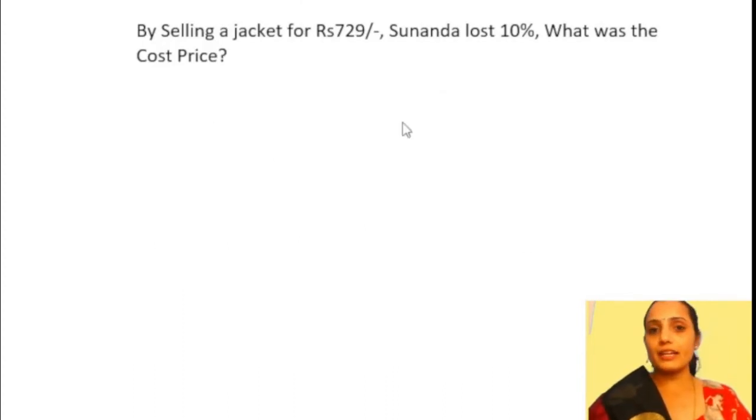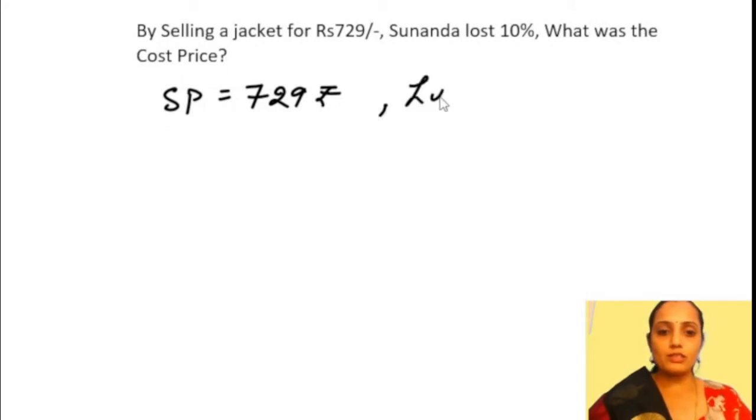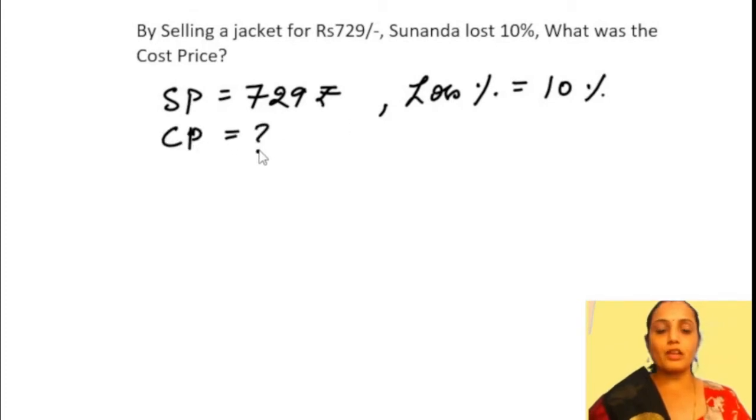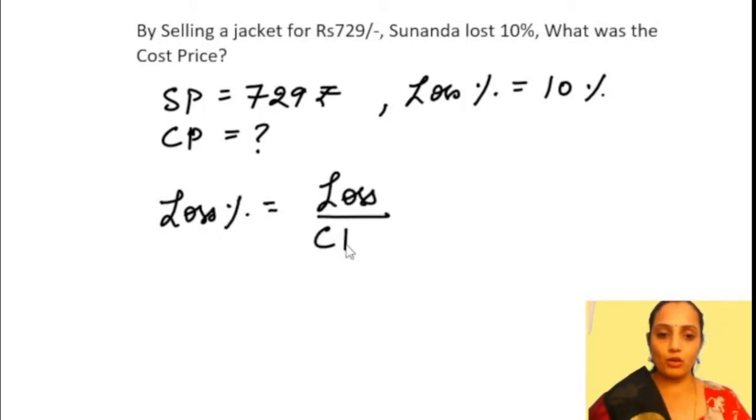By selling a jacket for rupees 729, Sunanda lost 10%. What is the cost price? First, let's write down what we know, what we don't know. So first, we know that the selling price is rupees 729 and the loss percentage is 10%. What is the cost price? Okay, so we know that the loss percentage is equal to loss divided by the cost price into 100.